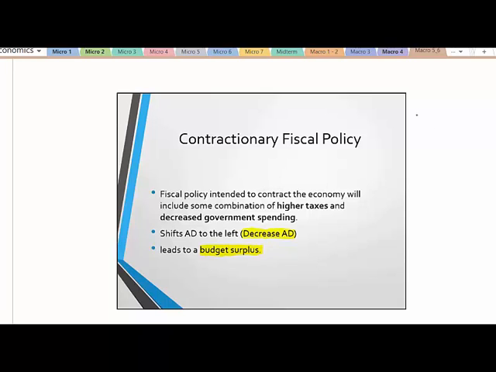I'll also talk about how this can work. If we increase taxes, that means the disposable personal income, our money after tax, is going to decrease. With a decrease in our income or a decrease in our wealth, consumption spending will fall, and then aggregate demand can fall as well. At the same time, if government spending decreases, then aggregate demand will decrease as well. Because remember, aggregate demand is going to be consumption plus investment plus government spending plus net exports.